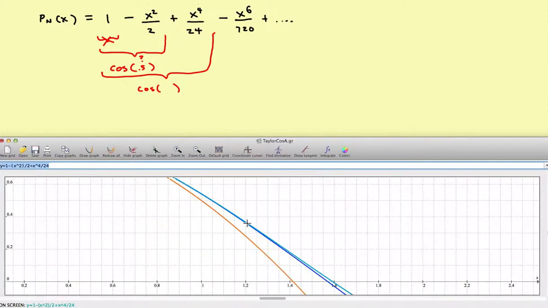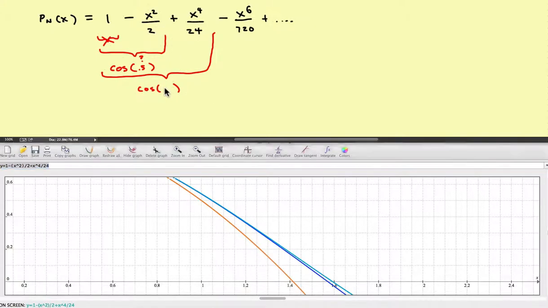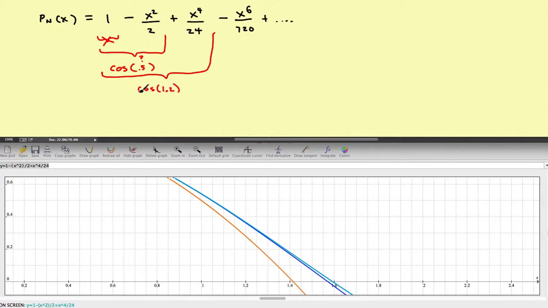We can zoom in just a little bit there. Notice they're in close agreement right here. So if you wanted to find an estimate of the cosine, you can go out to about 1.2 radians and get a pretty accurate answer. Beyond 1.2, these 2 graphs begin to separate and the accuracy of the answer falls off a little bit.